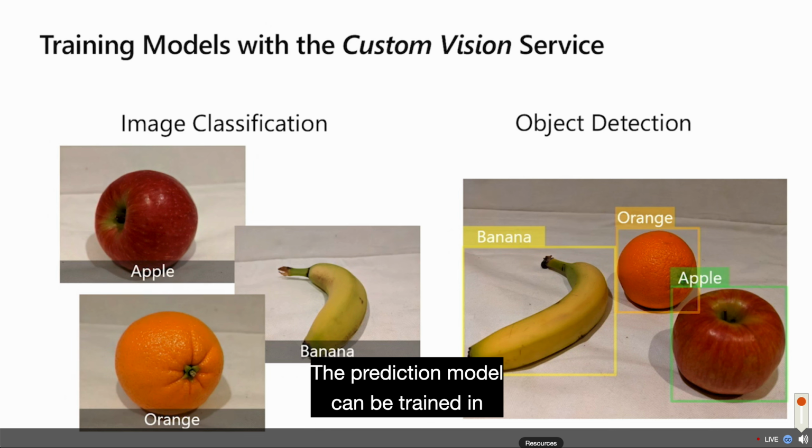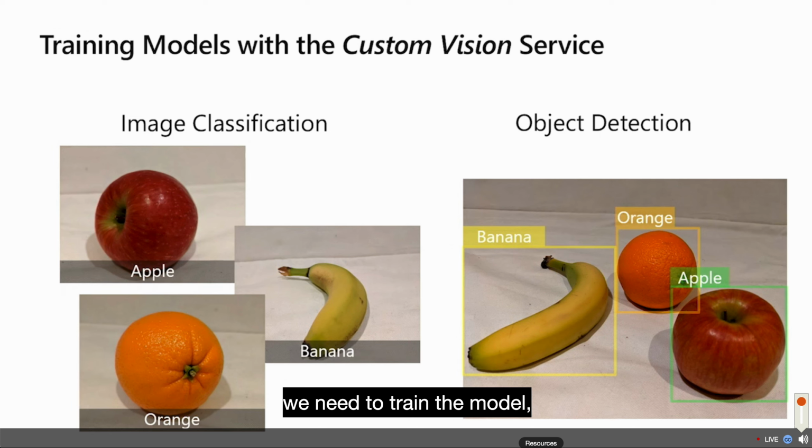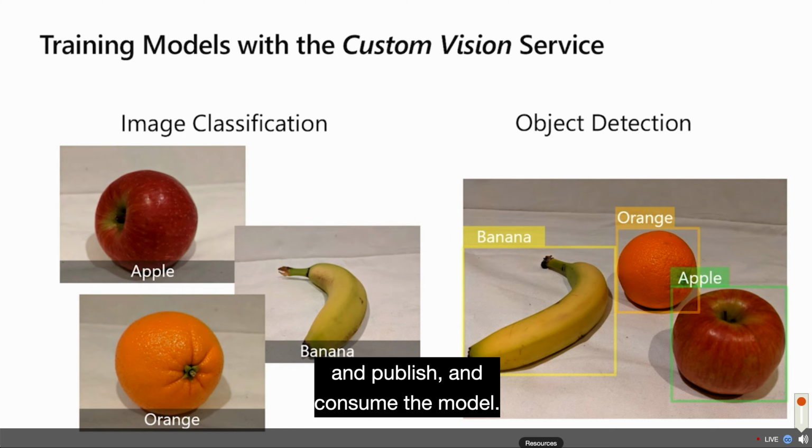The prediction model can be trained in 3 easy steps before deployment. We just need to upload the images and tag them. We need to train the model and publish and consume the model.